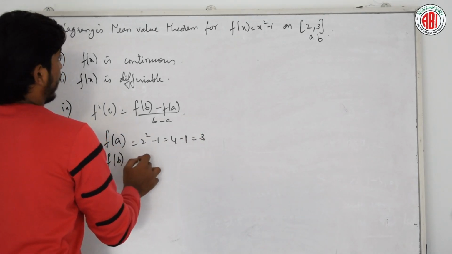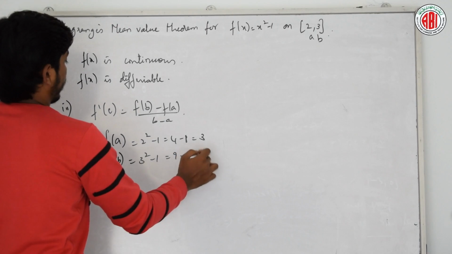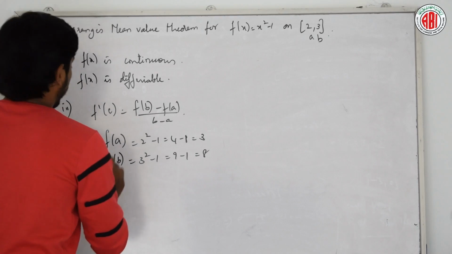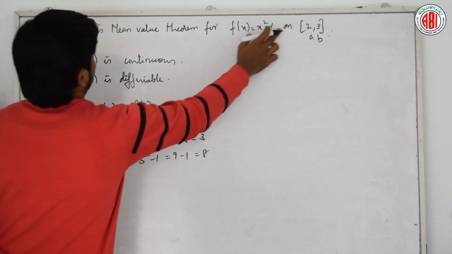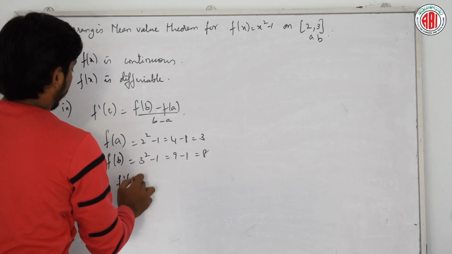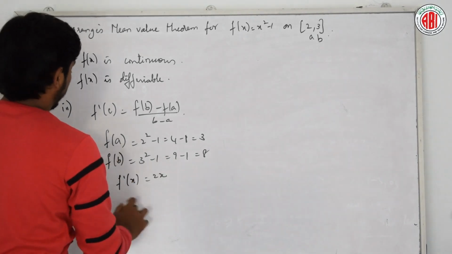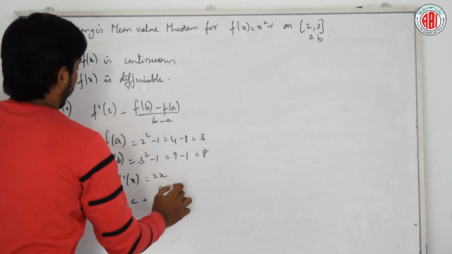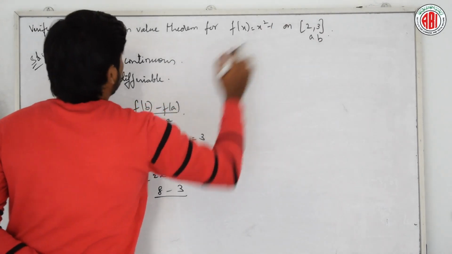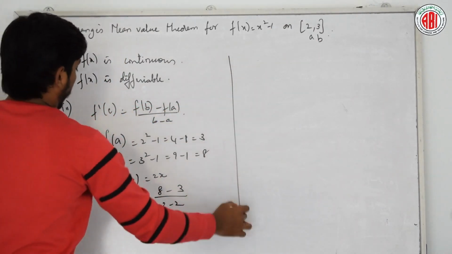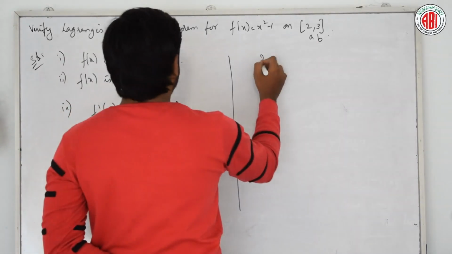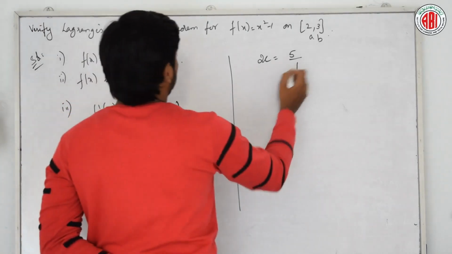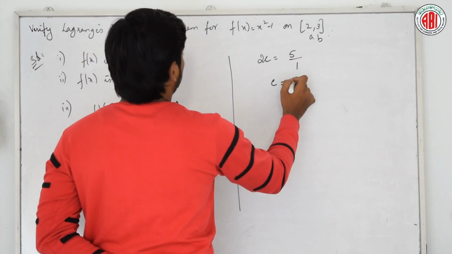What is f of b? 3 square minus 1, that is 9 minus 1, that is 8. Okay, let us substitute in that. Okay, what is f dash of c? That is nothing but, let us write f dash of x first, 2x. So if I substitute in the formula, 2c is equal to f of b minus f of a by b minus a, that is 3 minus 2. Okay, so 2c is equal to 8 minus 3 is 5, 3 minus 2 is 1. Therefore, c is equal to 5 by 2.